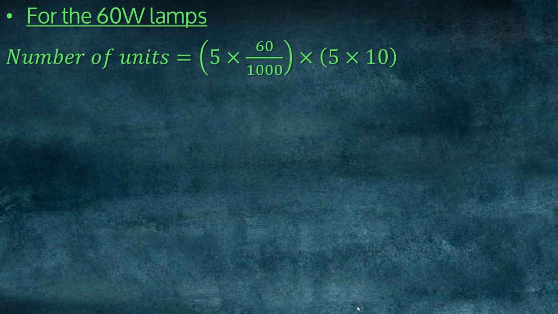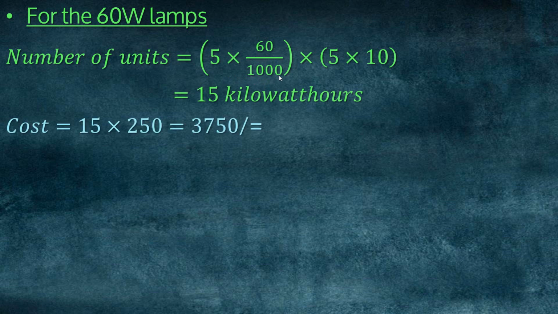The number of units will be, so get this power, which is 60, put it in kilowatts. So you get 60 over 1000. Remember, there are 5 of them, 5 bulbs, 5 lamps. And they are operating for 5 hours each day for 10 days. So this is the total time in hours, and this is the total power in kilowatts. And what does that give us? 15 kilowatt hours, or you can say 15 units.